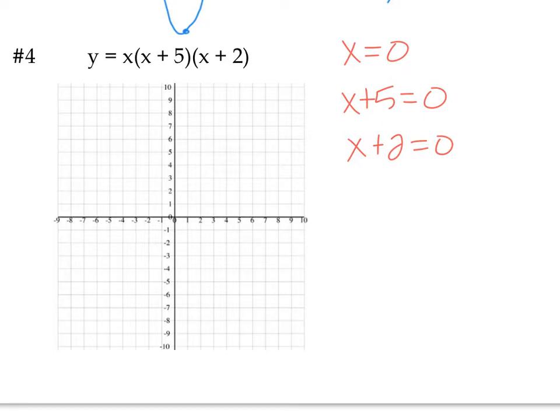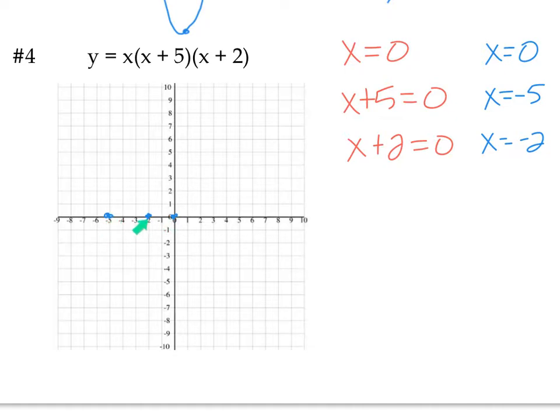That means I'm going to have my zeros: x would equal 0, x would equal -5, and x would equal -2. So I can plug those points in on my graph at -5, -2, and 0. Those are some points that would be on my graph. Okay. Now I want to figure out what happens in between them. So I need to figure out something in between here and in between here.